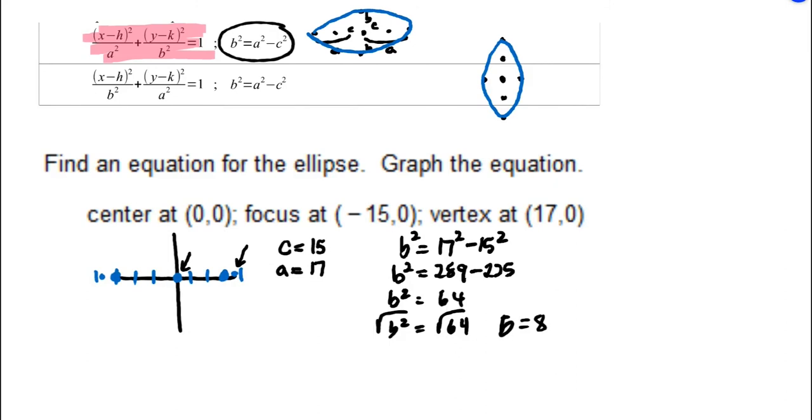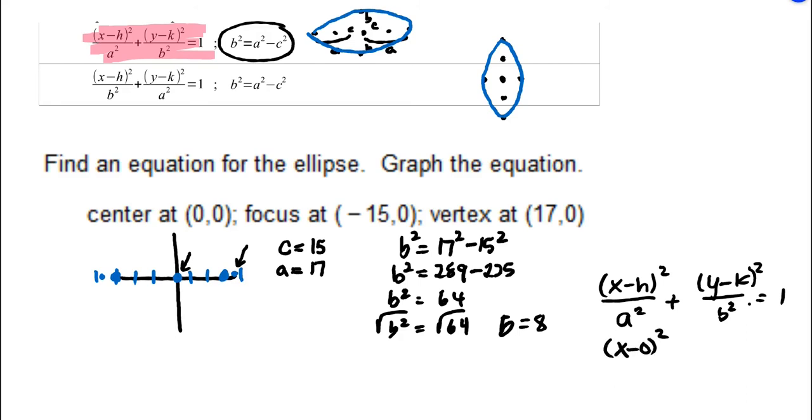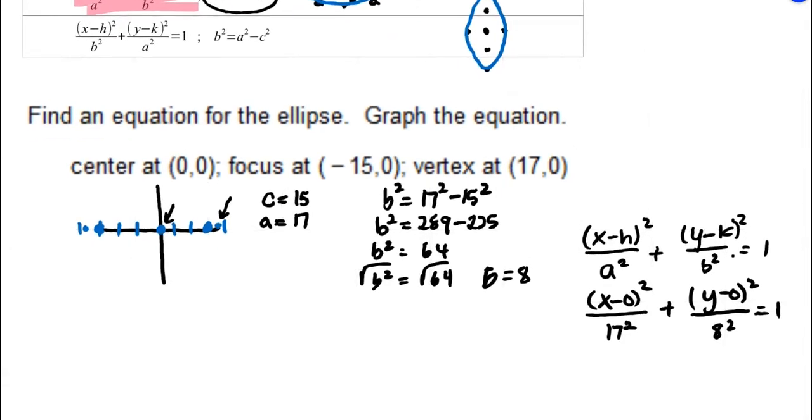I'm going to start off with the template, (x minus h) squared over a squared plus (y minus k) squared over b squared equals 1. I know the center is (0, 0), so this becomes (x minus 0) squared. A is 17, so this is 17 squared. K is 0, and b is 8. Then we can do a little bit of simplifying, and we have x squared over 289 plus y squared over 64 equals 1.